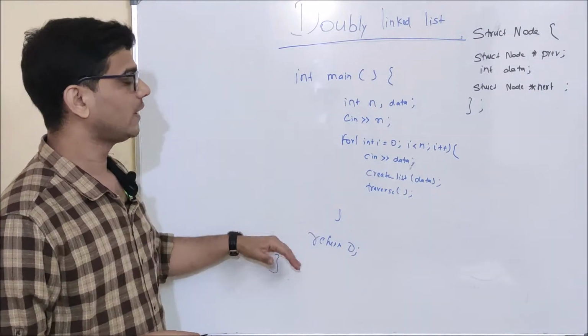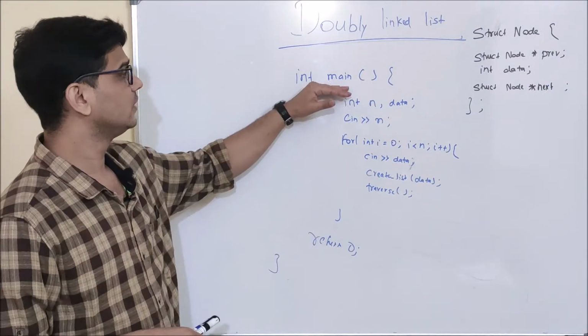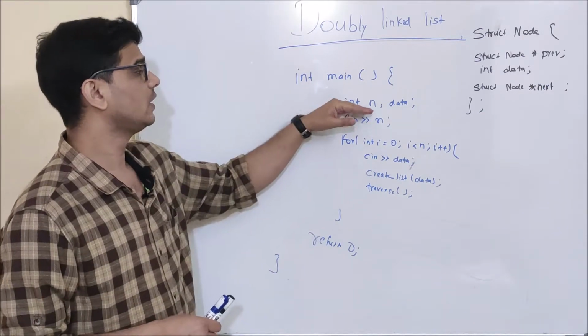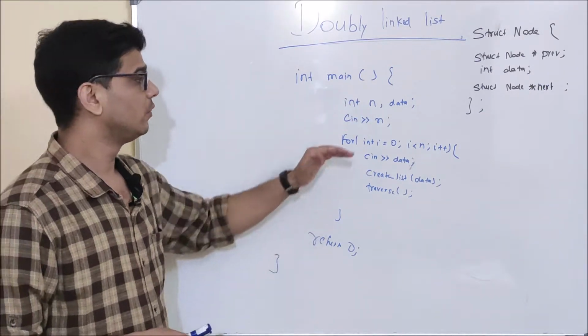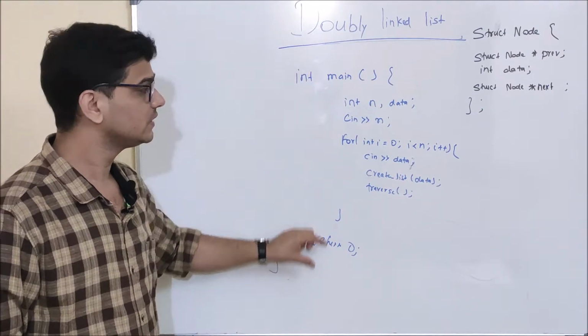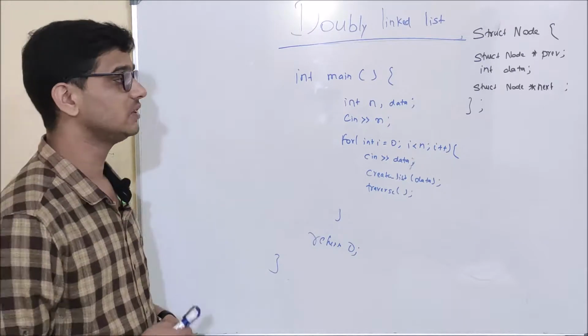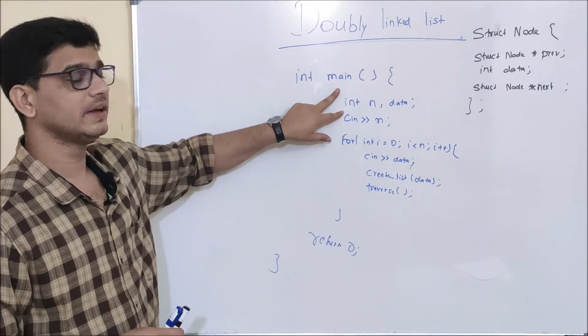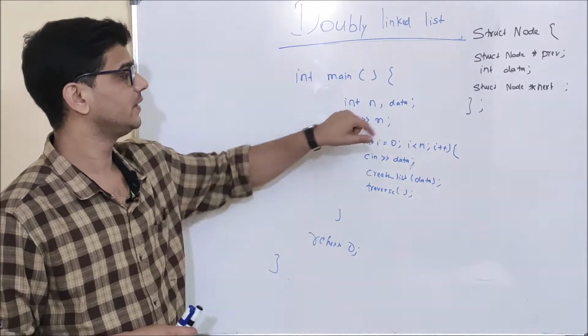So first of all, this is my main function, and what am I doing in the main function? First of all, I have declared two variables, one is n and another is data. And one more thing, I will be using a mixture of C syntax and C++ syntax from now on.